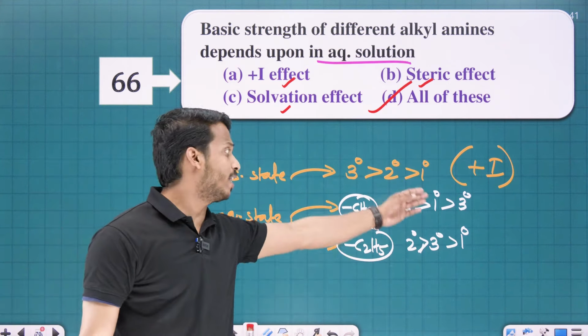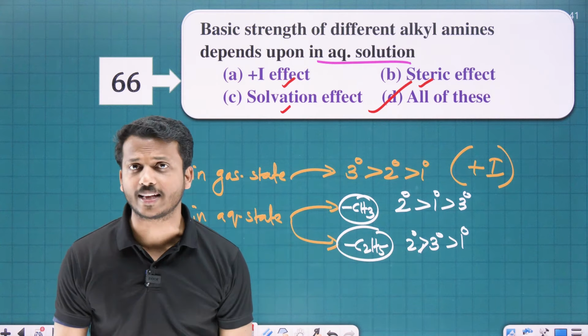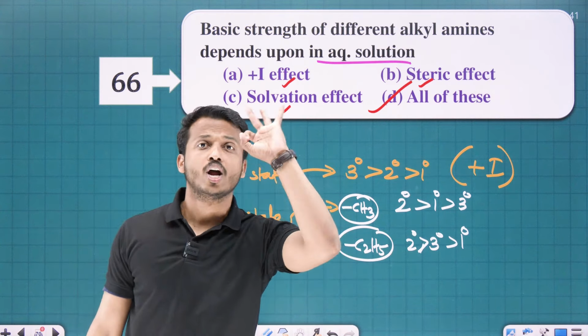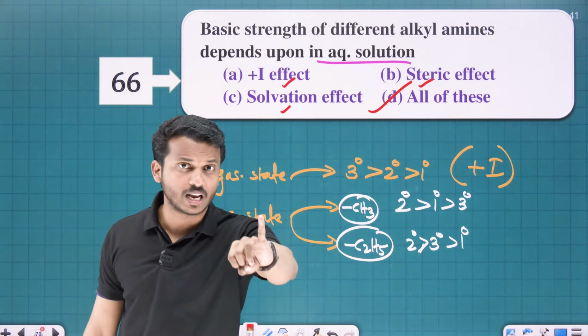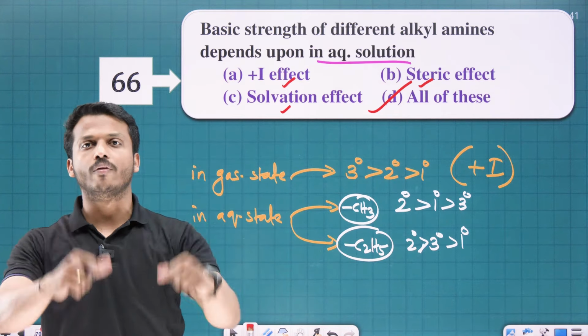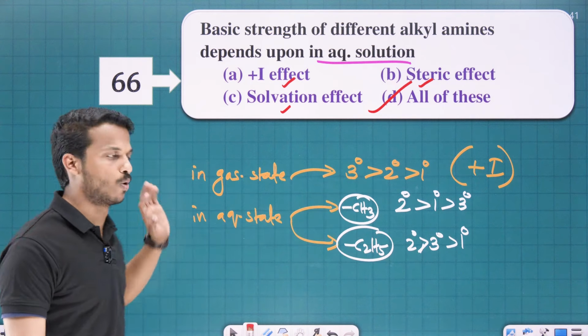In aqueous state, why does the order come like this? We can say that in aqueous state we have to consider a total of three factors, my dear: plus I effect, steric effect and solvation effect. Therefore, the order comes like this.